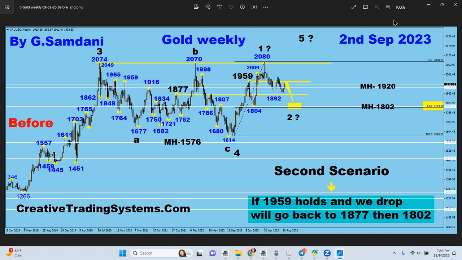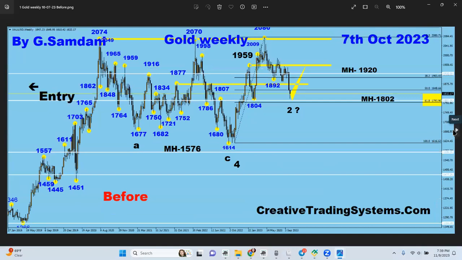So let's get started here. I'm not going to take you too far back, only starting from September. This is one of the gold weekly charts I made. This was a second scenario. The first is if we break above 1959, then we will go to the upside. The second scenario was that we might not be able to break 1959, and in that case we're going to go down to 1802 and then probably bounce. That's exactly what we did. We came down to 1802.